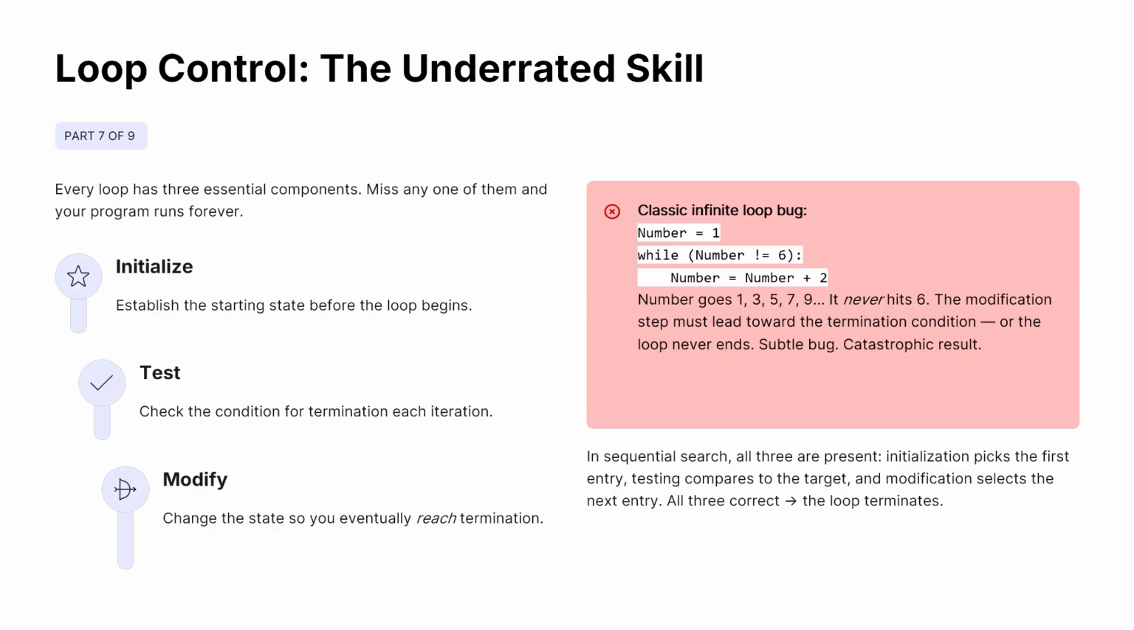In the sequential search, initialization picks the first entry. Testing compares it to the target, and modification selects the next entry. All three are present, all three are correct, so the loop terminates. This is why loop control deserves careful attention even when it seems routine. It's the most error-prone part of the structure.